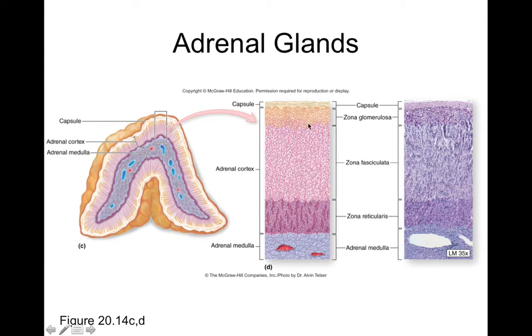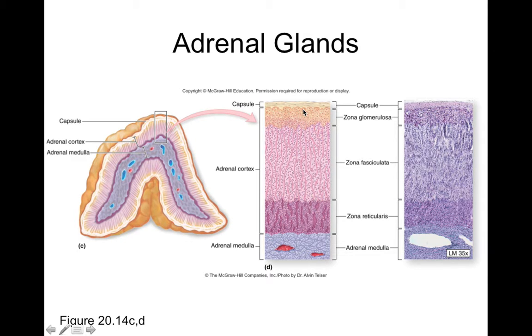Now, each type of cell in each layer secretes a certain type of hormone. So cells of the zona glomerulosa secrete a class of hormones which we call the mineralocorticoids. Cells in the zona fasciculata secrete a class of hormones we call the glucocorticoids. And cells in the zona reticularis secrete a class of hormones we call the androcorticoids.